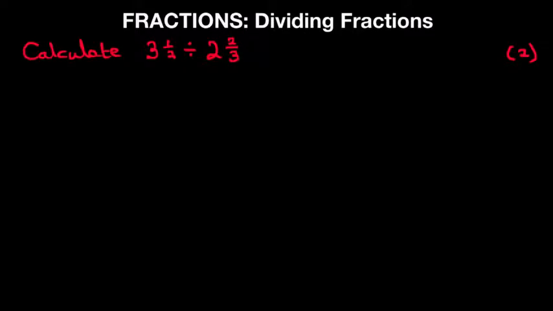Calculate 3½ divided by 2 2/3. 3½ divided by 2 2/3. And the first thing to notice is that this is a 2-mark question. Now this could even be a 3-mark question. So it is important to show all the workings out. So let's go through this step by step.